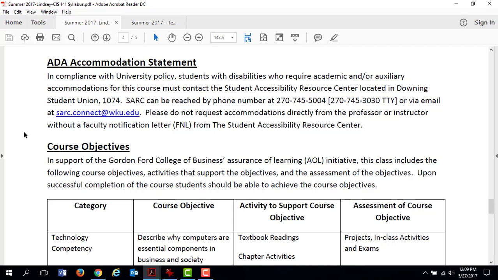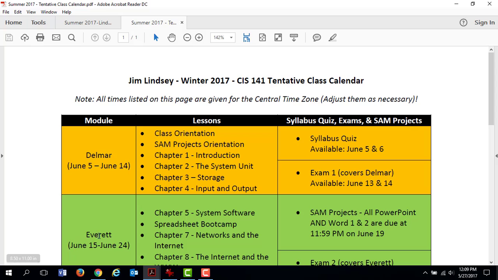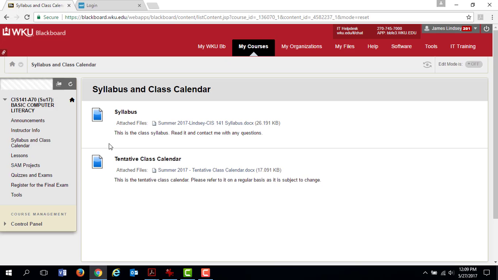Now what I'd like to do is move over to the class calendar and show you what it looks like, because the class calendar tells you what you need to set up your calendar, so that, along with your work schedule or other class schedules, you can start to budget your time and do things accordingly. So let me switch over to the class calendar. It looks like this, and if you're on Blackboard, it's this document right here.